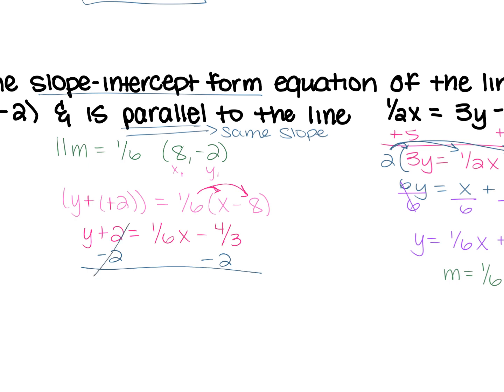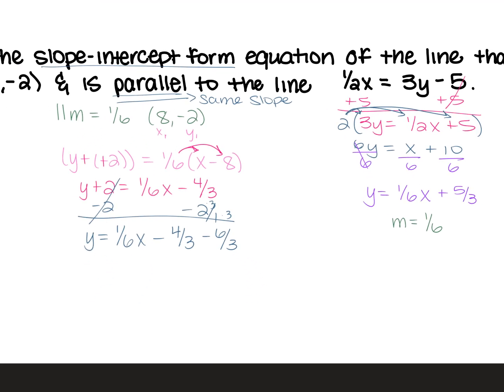In order for us to subtract fractions, we need like denominators. So we're just going to rewrite this as y is equal to 1/6 times x minus 4 over 3. That 2 is 2 over 1, which if we multiply the bottom and the top by 3, becomes -6 over 3. From here, combine your numerators, keep it over the denominator. That gives you y is equal to 1/6 x minus 10 over 3.